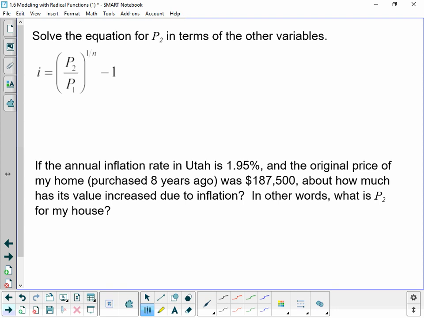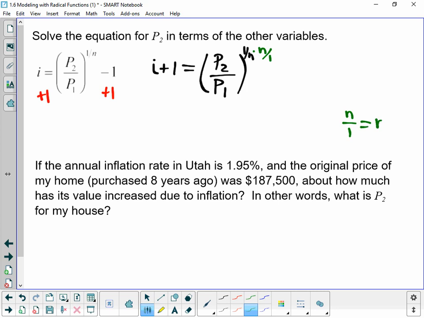Let's work with this equation a teeny bit more. I want to solve this equation for P2 in terms of the other variables. If we're trying to get P2 by itself, the first thing we'd want to do is add 1. So we now have the equation I plus 1 is equal to P2 over P1 to the 1/nth power. So I want to make this power into the power 1. So we multiply it by n, or if you're thinking about reciprocals, it would be n over 1.